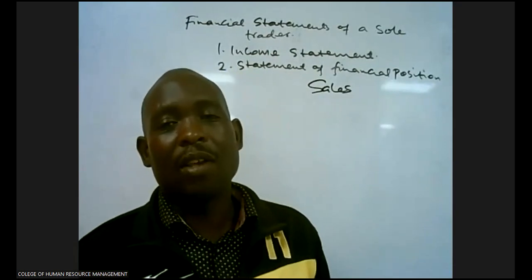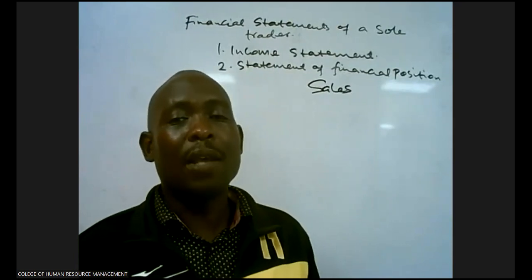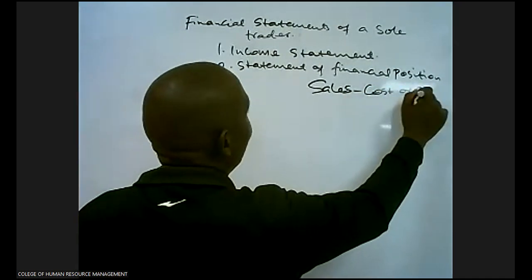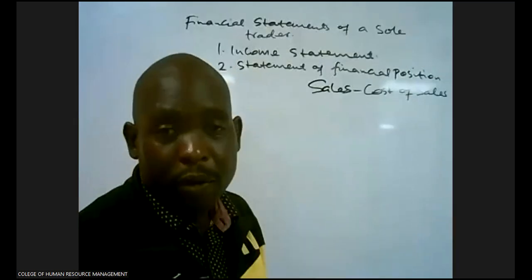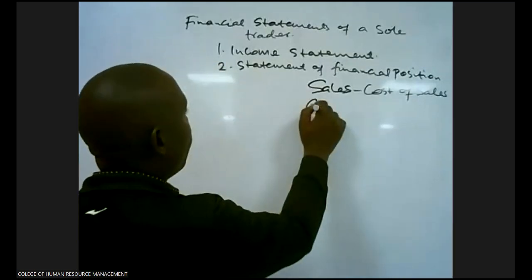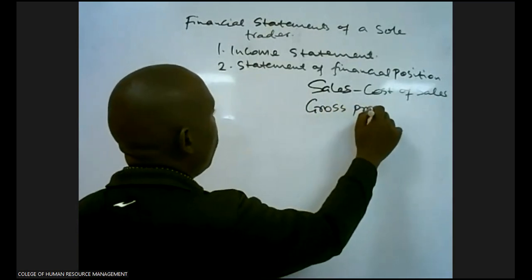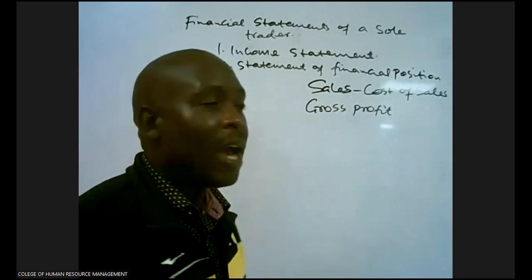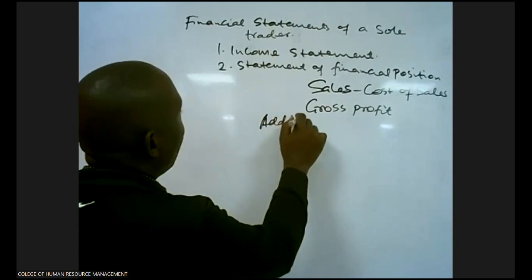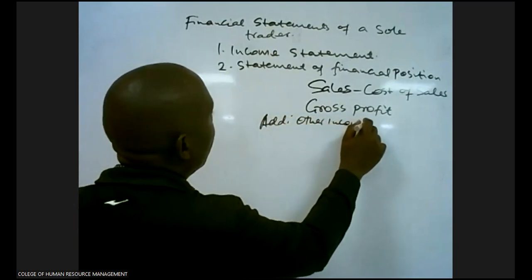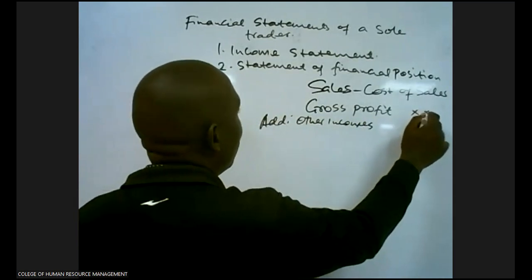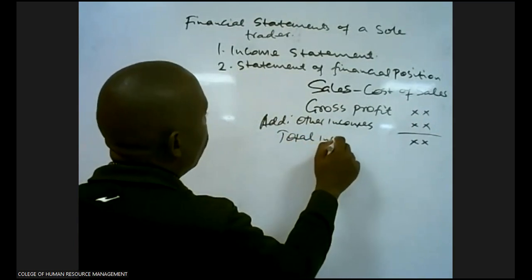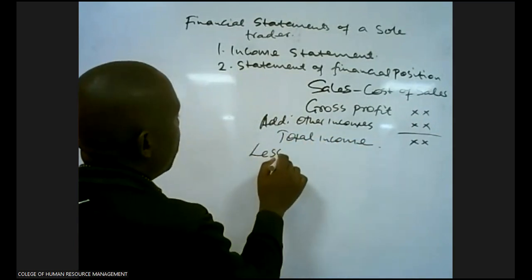Then from those sales, we now ask ourselves, those goods that we sold, how much did they cost us? So we come here and you minus what we call cost of sales. Cost of what was sold is what we call cost of sales. This one will give you what we call the gross profit. So to the gross profit, you need to come here and add other incomes, so that you can get here what we call total income. From total income, now you come here and address what?